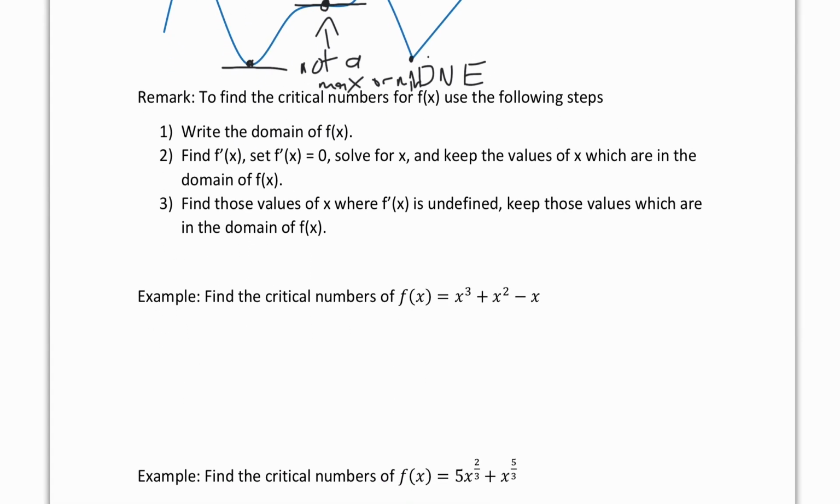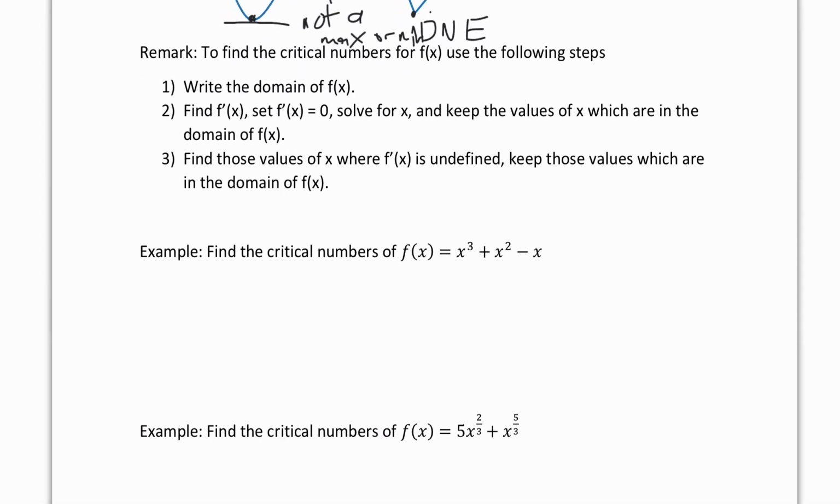Now, let's look at a method for finding the critical numbers. To find them, we're going to use the following steps. Step 1, we're going to write the domain of f(x). Critical numbers only come from the domain, so we need to know what the domain is.